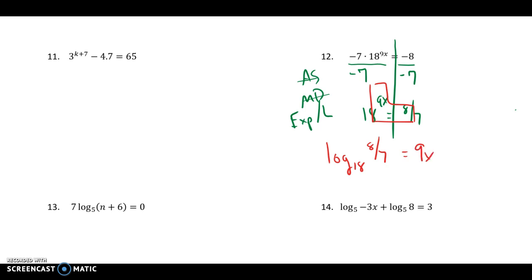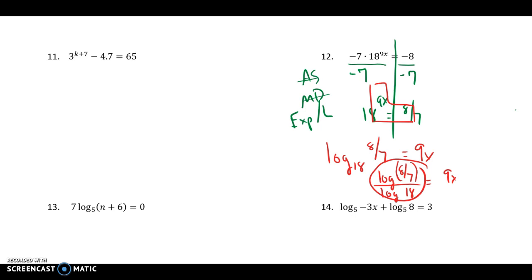Some of you can press the math button and scroll up, and you'll see that log base thing, and then you can just type it in. Some of you, if you have the 83 calculator, will have to type log 8/7, close your parentheses, divided by log 18. And this over here is worth some value. Once you get that, then you can move the 9 over to join it. So 13 is really similar as far as that goes.